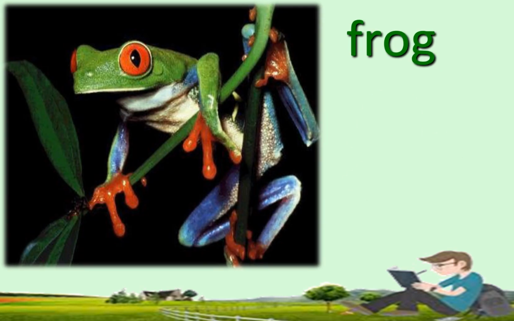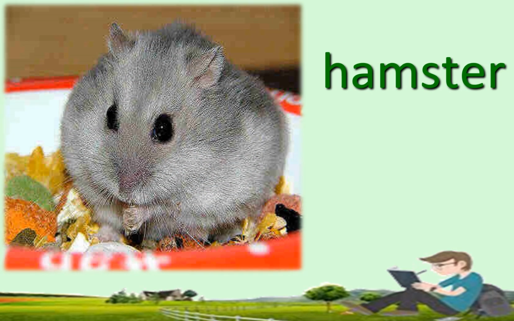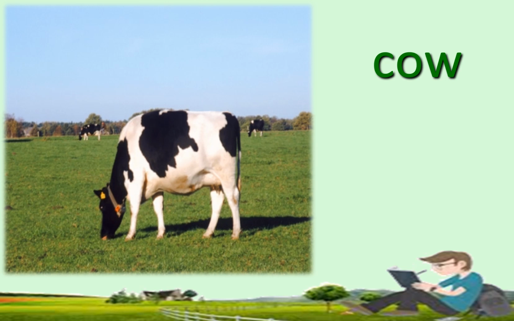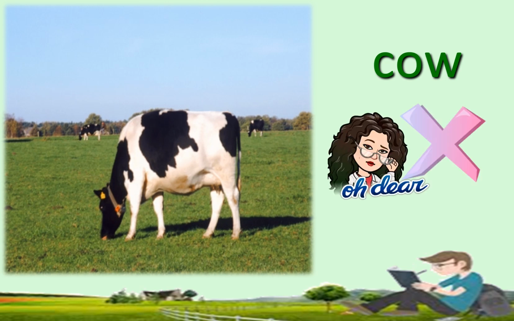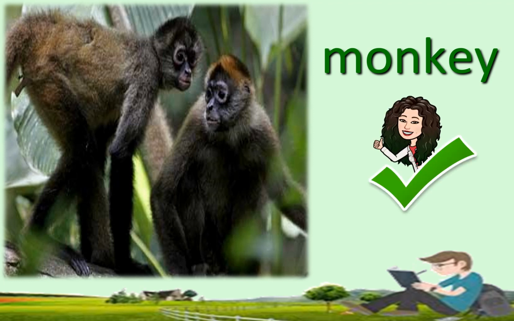Frog. Check. You can see this in the rainforest. Hamster. Oh dear, this one does not live in the rainforest. Cow. Oh dear, just like horse, they live in a barn. Monkey. I'm sure you can see this in the rainforest. Correct.